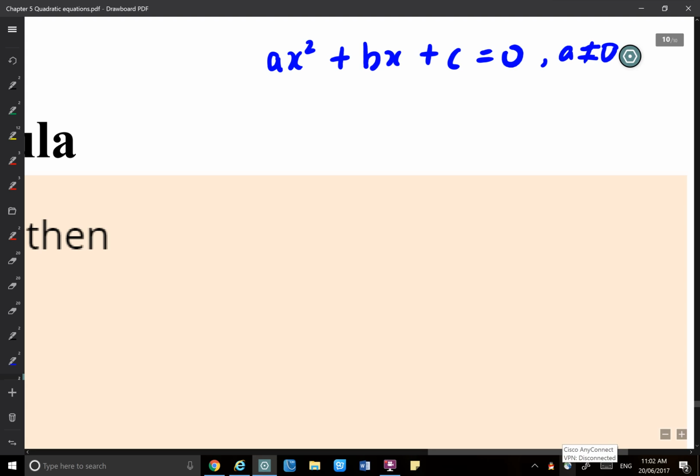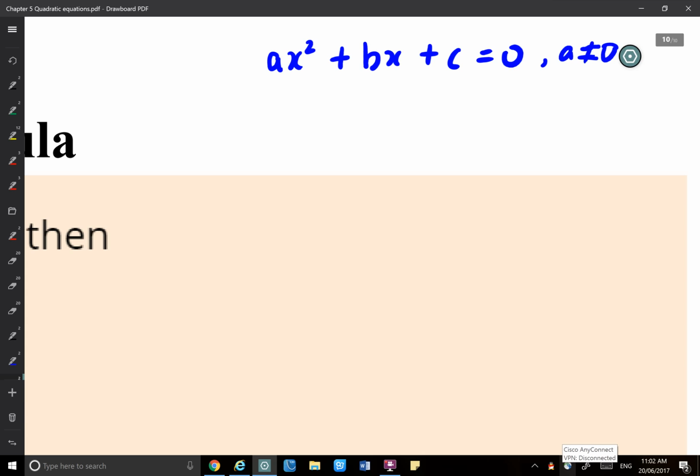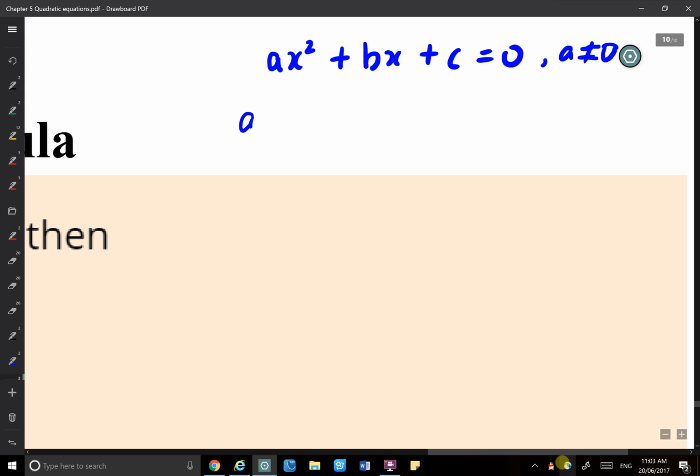Second, let's solve it by using the letters a, b, c. We are not having specific numbers, we just have a, b, c representing numbers. So we want to complete the square first. Definitely we can't use cross multiplication, so we're trying to complete the square. In order to complete the square, we need to take a out first. We have x squared plus b over a x plus c over a equals 0.